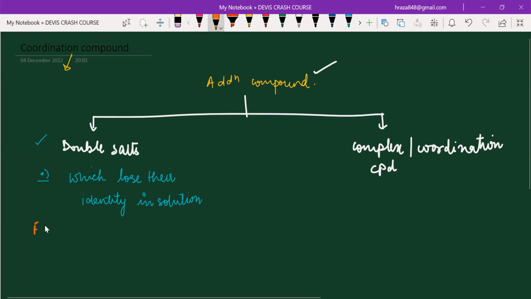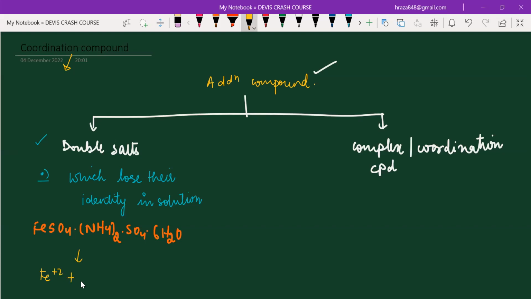As an example, let's take FeSO4.(NH4)2SO4.6H2O. If you dissolve it in a solvent, it will be completely dissociated and it will lose its identity. Are you getting my point? It will have different properties now because all are in their ionic form. But a complex compound retains its identity even in solution.